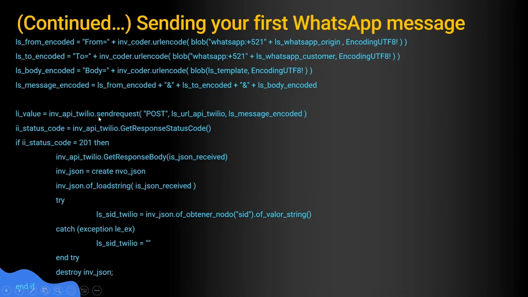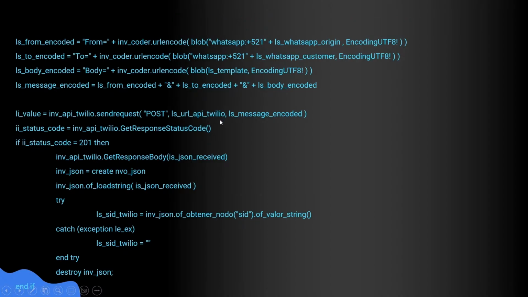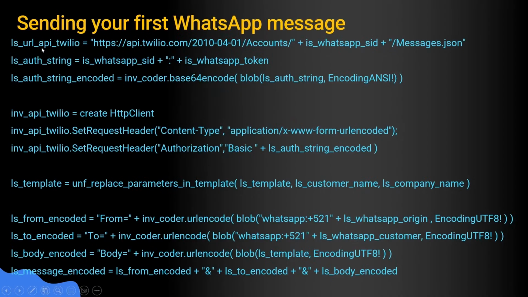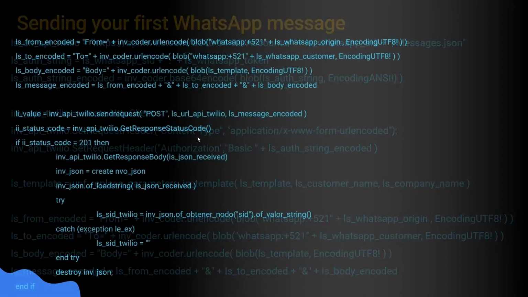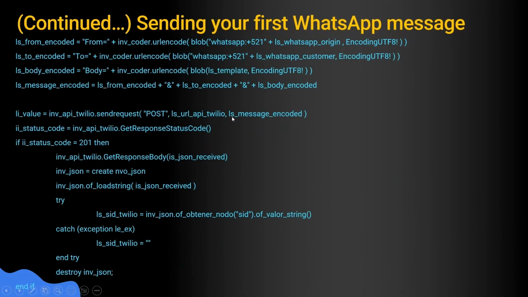We are going to call the web API. So we send a request using a post. We use the URL of the Twilio API that I showed you in the last one. Right here, we have the URL of the Twilio API, and we are going to send the message encoded. In the message encoded, we are providing the from, the to, and the body.